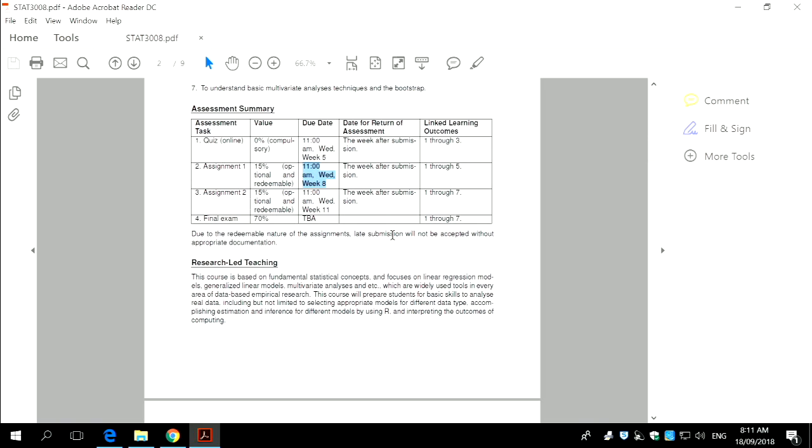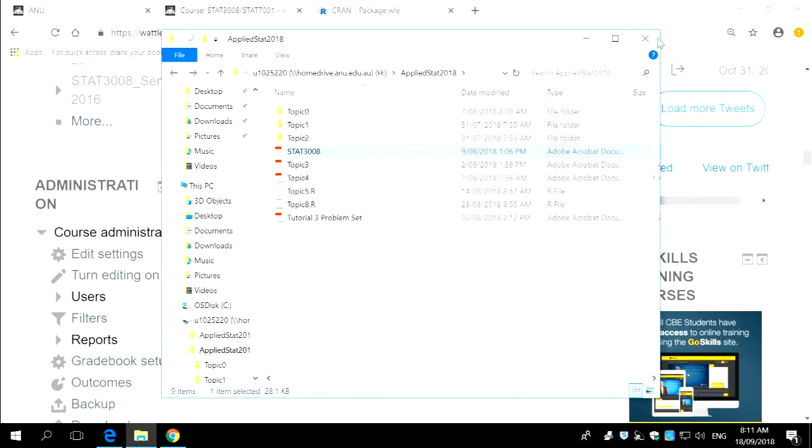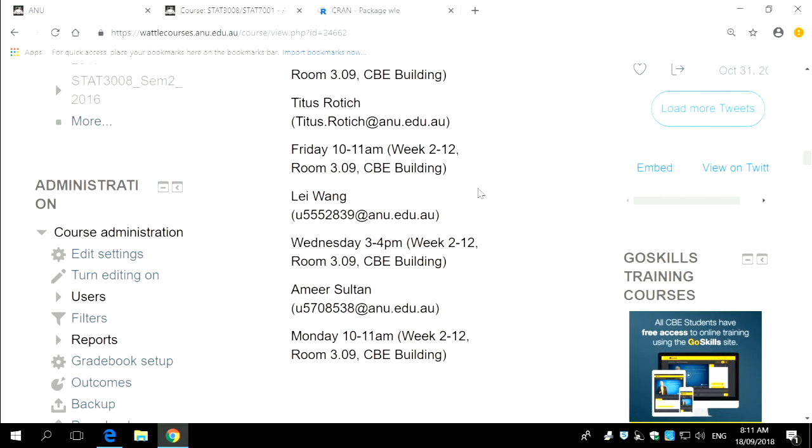You do not need to send me an email, because the assignment is redeemable. If you do not submit your assignment, the weight will roll over to the final exam. Okay, so that's about the assignment. More questions?